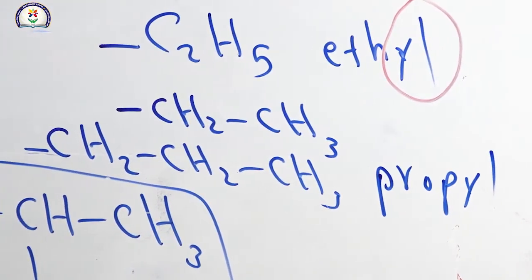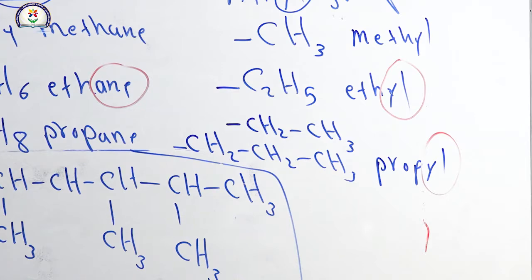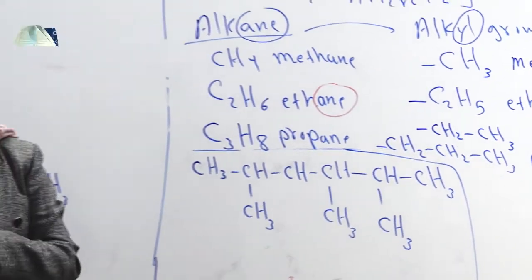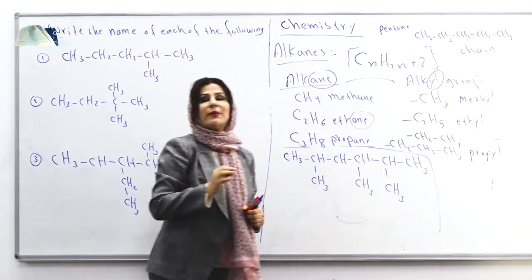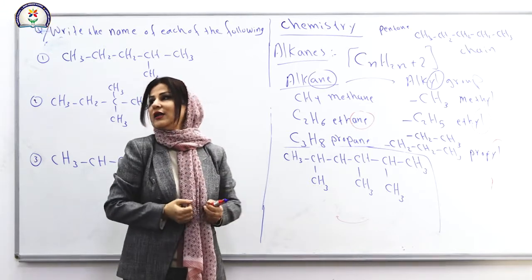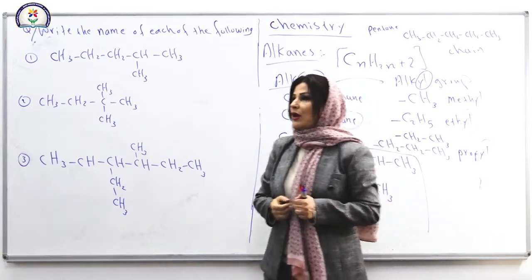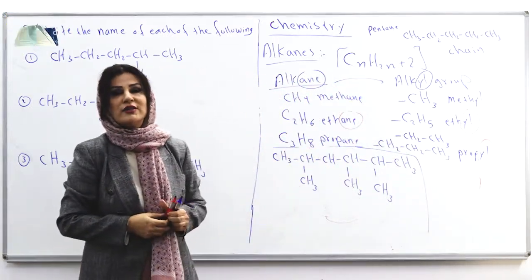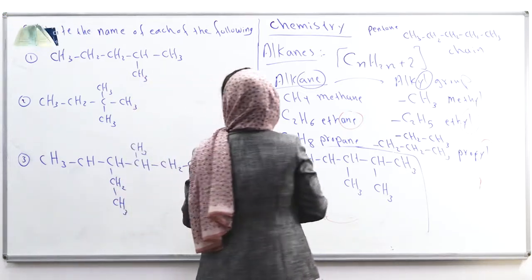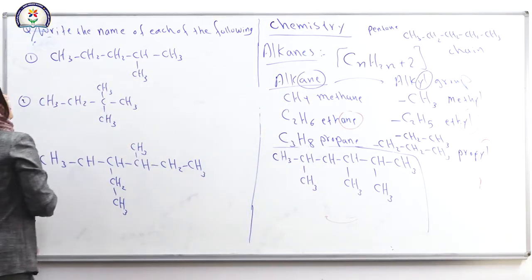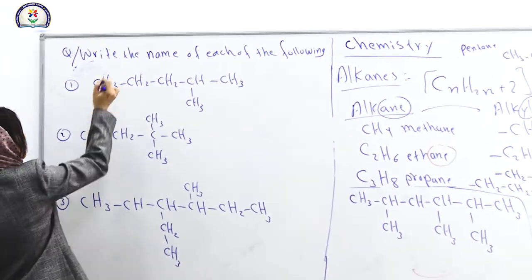What's the benefit? Why do we have to know what an alkyl group means? Because we need them. They will be branches in the branched alkane. I am going to explain how to name the branched alkanes. Look at here. Write the name of each of the following alkanes.